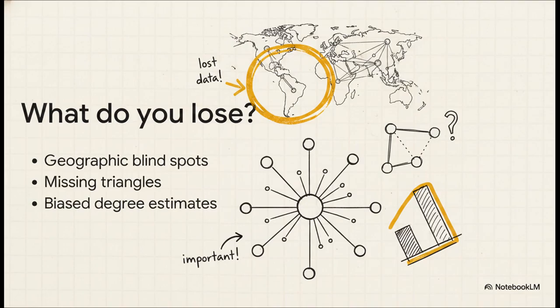Now, the absolutely crucial part here is predicting what happens next. Because when you ruthlessly reduce a 40-parish network down to just 5, things vanish. Right next to your drawing, I want you to jot down exactly what you expect to lose. I mean, are you creating massive geographic blind spots? Are you suddenly missing the structural triangles that actually prove communities are moving together? What about your degree estimates? Are they going to be completely, hopelessly biased? Commit to these predictions on paper first.